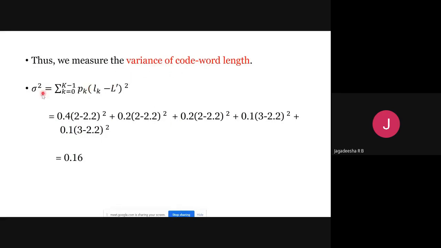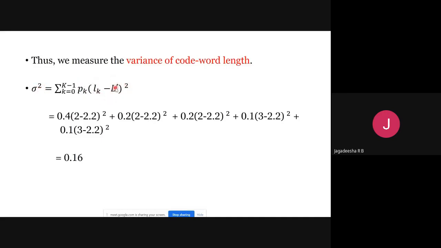That is represented as sigma square. The variance is always represented as sigma square. How much the value varies above the average value. That's the variance, statistically speaking. That's the general definition. So now that is equal to, for all symbols, probability multiplied by the difference between the number of bits in the code word minus average code word length. It's a square. So this is the structure of variance. If you see the general statistical definition of variance, we have that.